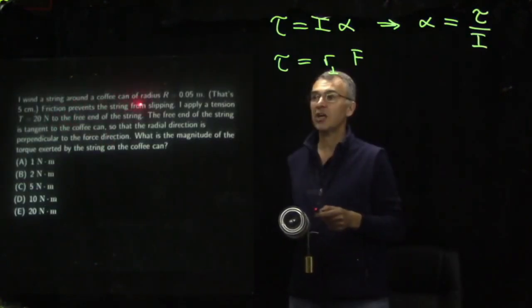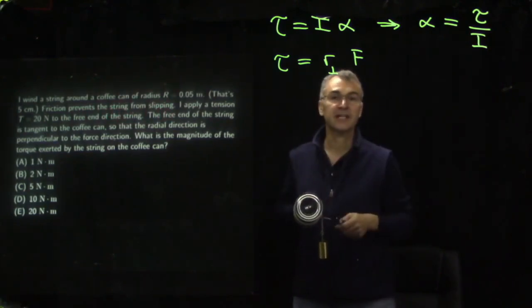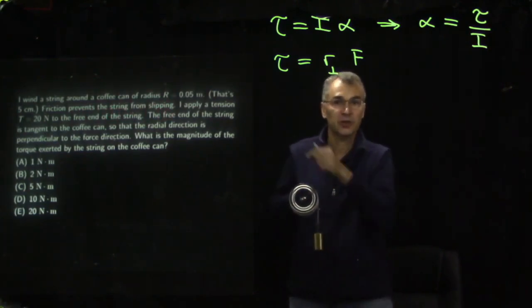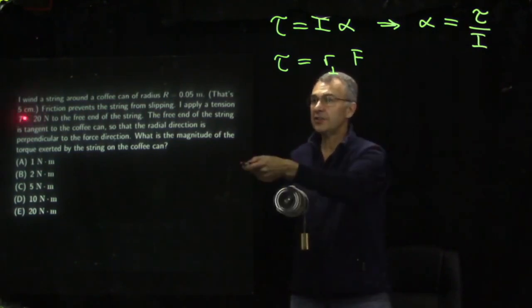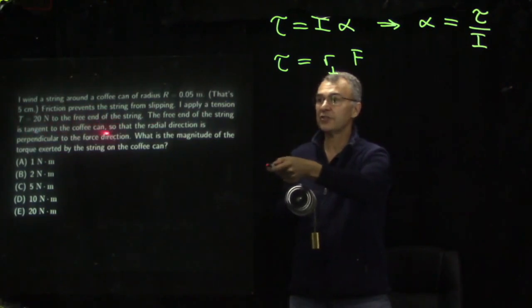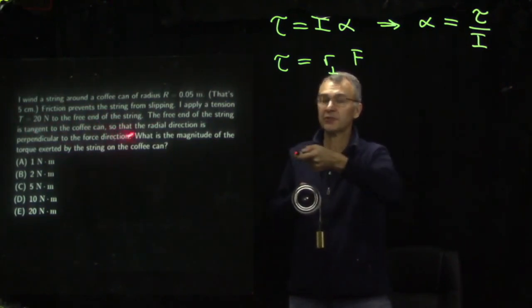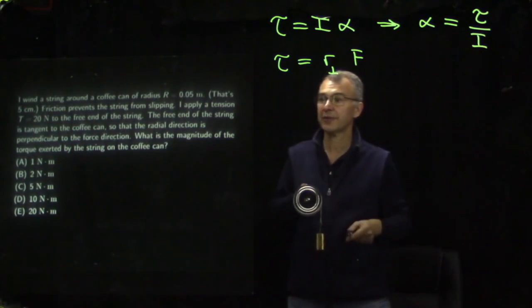I wind a string around a coffee can of radius r. Friction prevents the string from slipping, so the string is somehow wound around the can in a way that the string doesn't slip across the edge, it just unwinds as the can rotates. I apply a tension T to the free end of the string. The free end of the string is tangent to the coffee can so that the radial direction is perpendicular to the force direction. What is the magnitude of the torque exerted by the string on the coffee can?